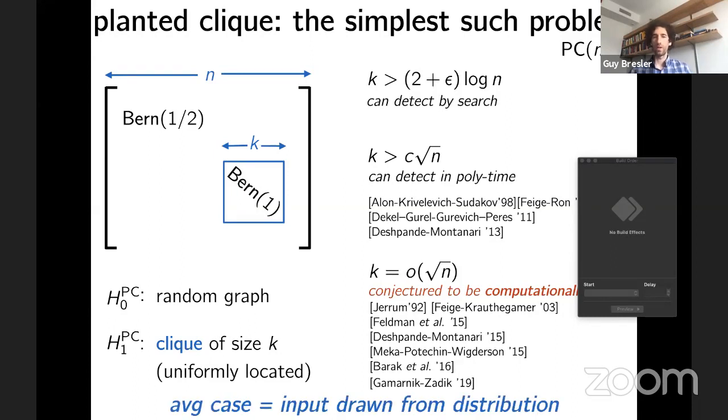Just one word regarding terminology. I'm often asked, what is average case? I use the word average case here and there. This means that the input to the problem of interest is drawn from a distribution. Planted clique you could think of as an average case version of max clique, which is the classical NP-hard problem.